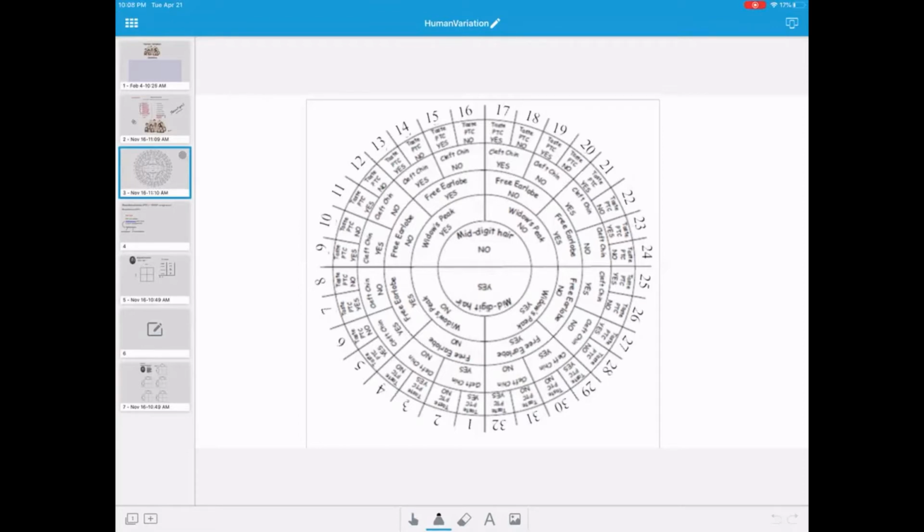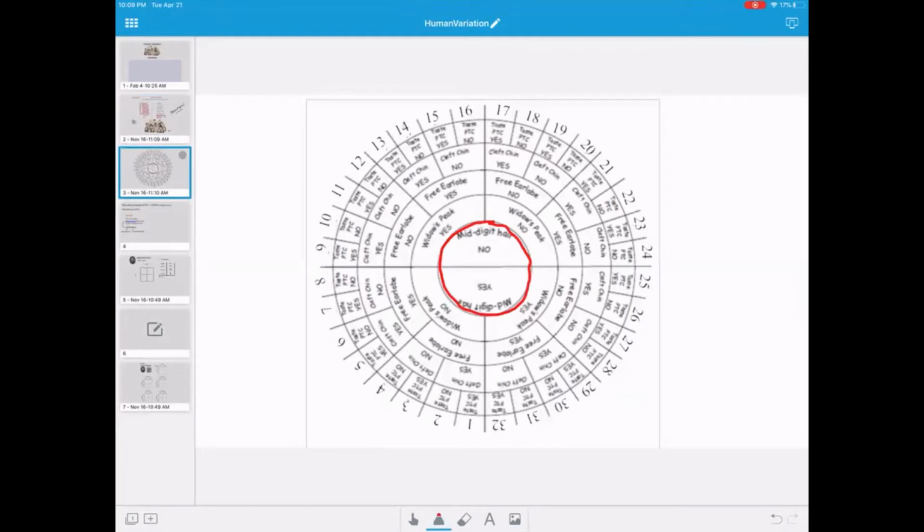If you go to the original www.dnalc.org page and click on studying human variation, you'll see in resources these pages, and you can print them out. The way you do it is you start in the middle, and you ask yourself that question. The question in the center of our circle is whether or not you have mid-digit hair.